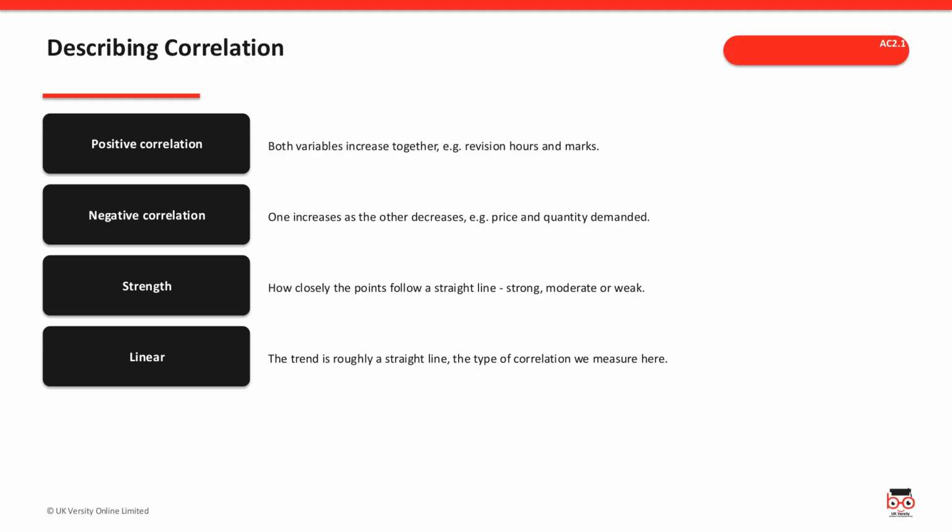Now, let's put words to those patterns. Positive correlation is two things climbing together, like revision hours and marks. Negative correlation is one rising as the other falls, the classic being price and quantity demanded: higher price, lower demand. Strength is about how closely the dots follow a straight line: strong, moderate, or weak. And here, we're specifically dealing with linear trends, roughly straight-line relationships.